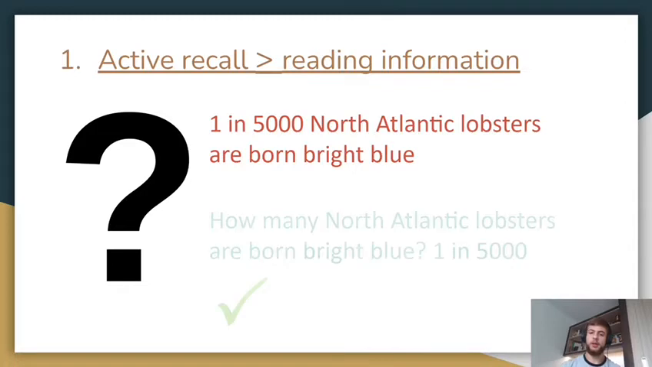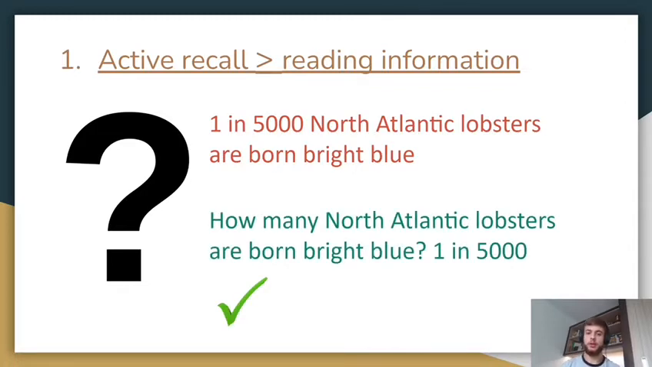But what if you make some sort of flashcard and you ask yourself, how many North Atlantic lobsters are born bright blue? The first time you may not know the answer, you may have forgotten it. You then see the answer, 1 in 5,000. So you ask yourself again, how many North Atlantic lobsters are born bright blue? 1 in 5,000. And you remind yourself of this question again and again, and you see the answer. And even if you get it wrong, the fact that you may forget the answer, but then see the answer 1 in 5,000, that really helps your brain to remember the answer. Forgetting and then looking at the answer is so effective.